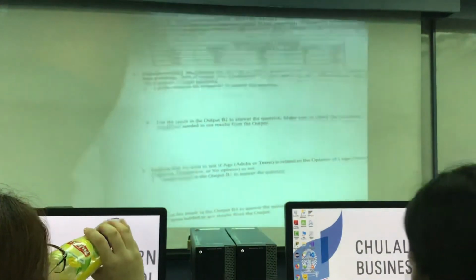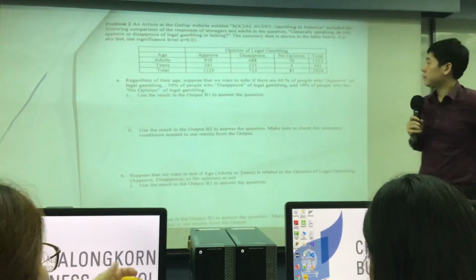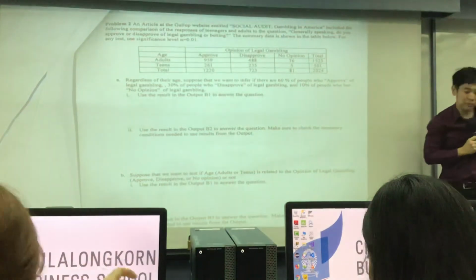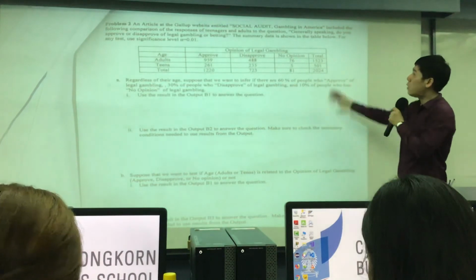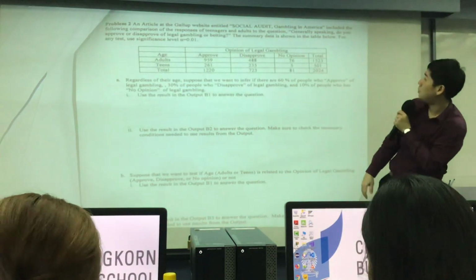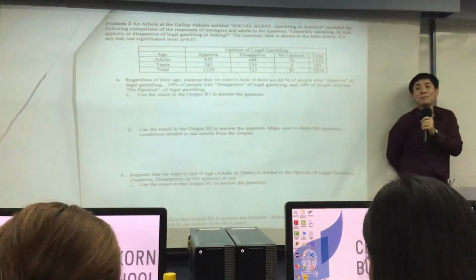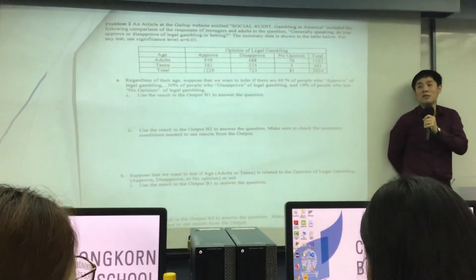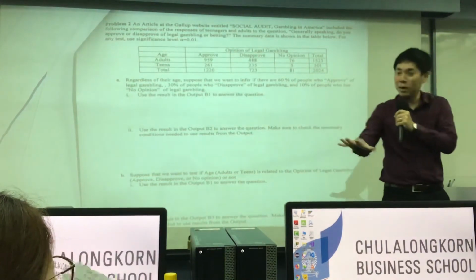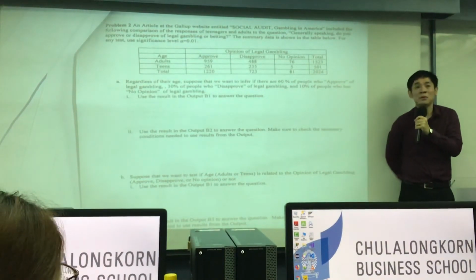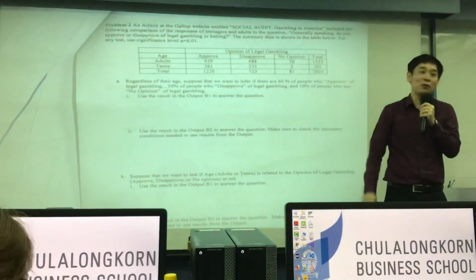Now you look at problem 2 on page 3 of one of the handouts. An article on the Gallup website entitled Social Audit: Gambling. They want to ask if gambling should be legal. What do you think? Should gambling be legal in Thailand? Yes, so that we can collect tax. This is already legal, right? But if you ask young people, like children, would you say yes or no? They would say no because their parents say gambling is bad. They don't know bad or good.